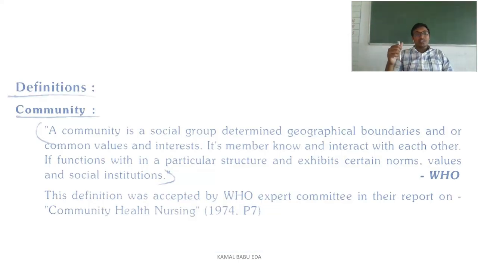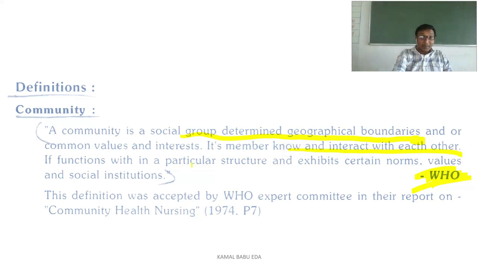Now we'll see what is a definition of a community. Here, the definition of a community according to the WHO, the World Health Organization: a community is a social group determined by geographical boundaries and/or common values and interests. Its members know and interact with each other. It functions in a particular structure and exhibits certain norms, values and social institutions. So this is what a community means according to WHO.